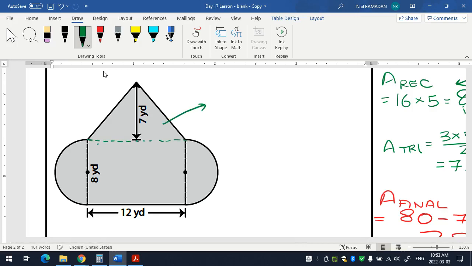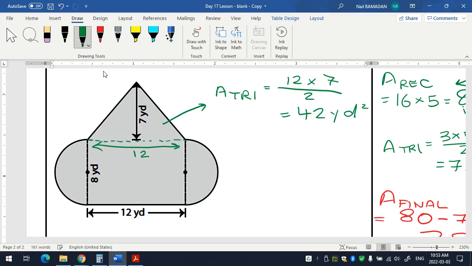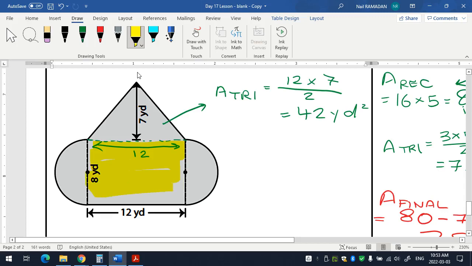Okay, everyone, how big is this? So this is area of triangle equals 12 times what? Times 7 divided by 2 because it's a triangle. How much is that? 42. 42 what? Yards squared. Okay, what shape is this, everyone? Rectangle.